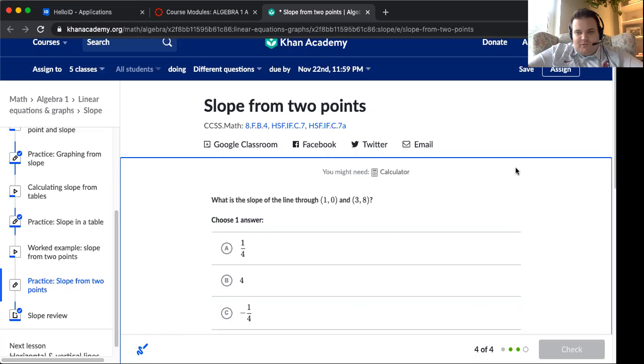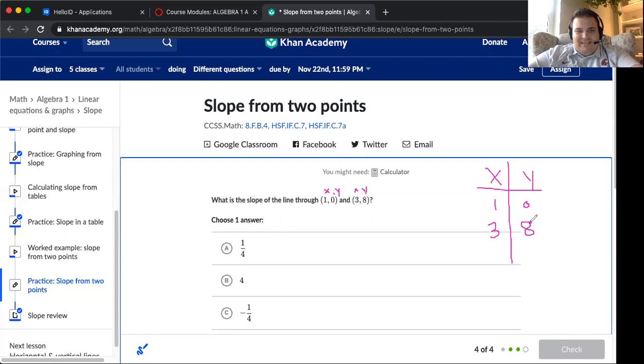This is very similar to a table. Really, it's not that much different. If I was to do a table over here, I'd have x, I'd have y. My first point is x comma y, which would be 1, 0, and my second one is 3, 8.